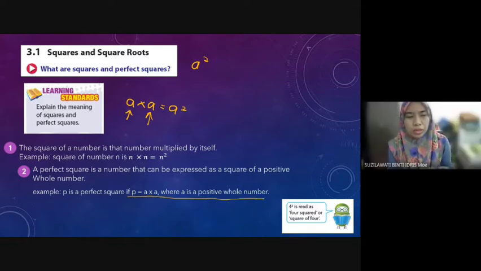Okay, we will look at an example for you to understand clearly. Just look at this one first. 4 with a small 2 is read as 4 squared. Remember to read it as 4 squared or square of 4. I'm going to explain more about perfect squares.